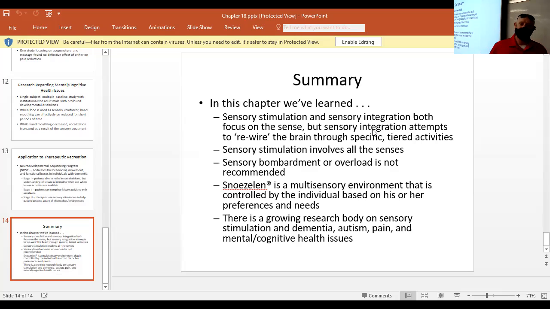Now remember what snoezelen is. That's a multisensory environment controlled by the individual based on their preferences and needs. Again, they will gravitate to the things that they prefer. Take that into your documentation, as we talked about documentation being important. You're going to document the things that they particularly like. Now, does that mean that's all they're ever going to be exposed to?